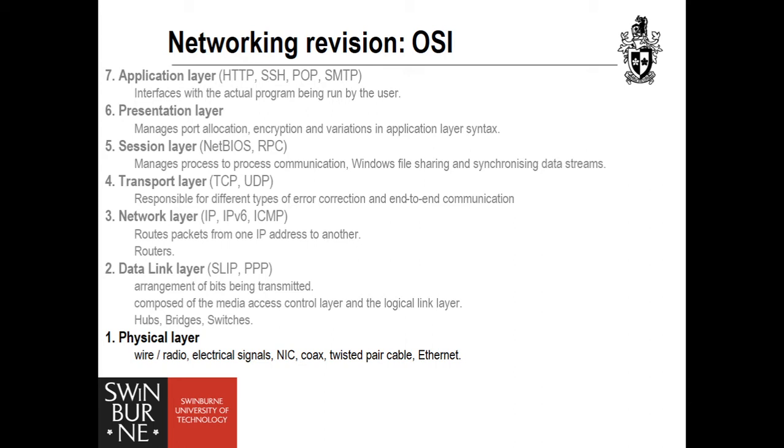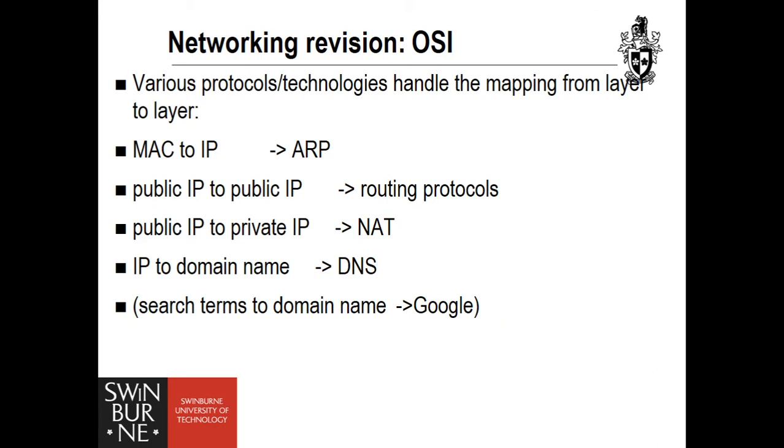This is an example for the hub, bridge, and switches. The last one, at the bottom, is the physical layer. It's like a wire, radio, electric signal, NIC, coax, twisted pair cable, or ethernet. It's about the physical things. Various protocols or technologies will handle the mapping from layer to layer. MAC to IP is ARP. Public IP to IP is the routing protocol. Public IP to private IP, we call it NAT. IP to domain name, we call it DNS.